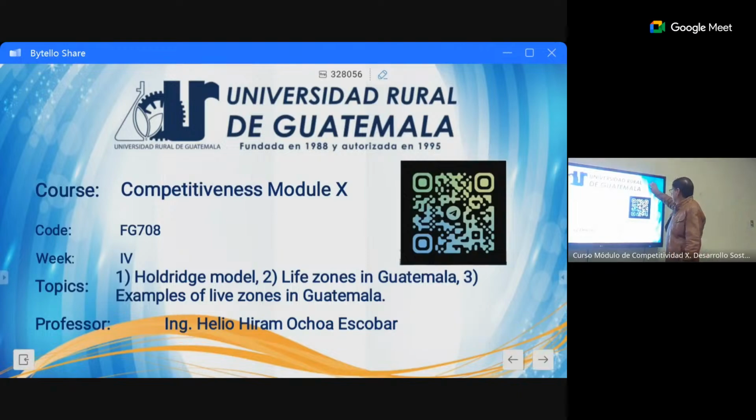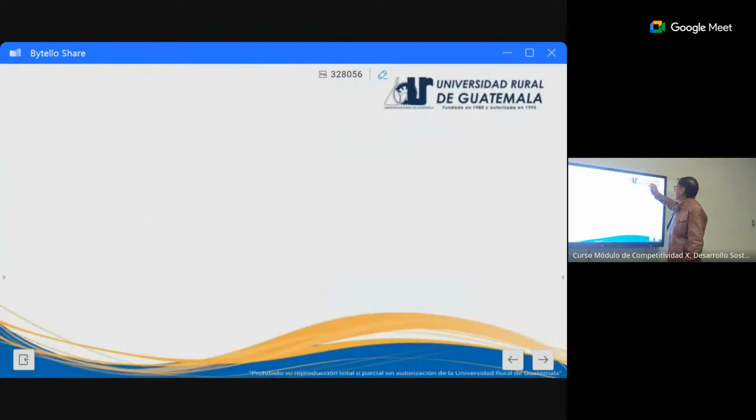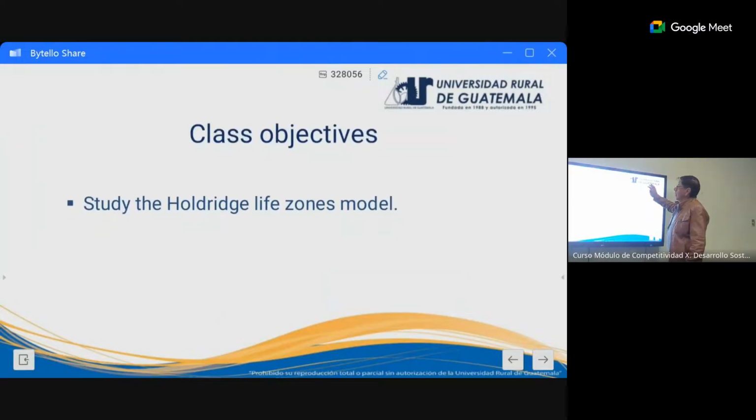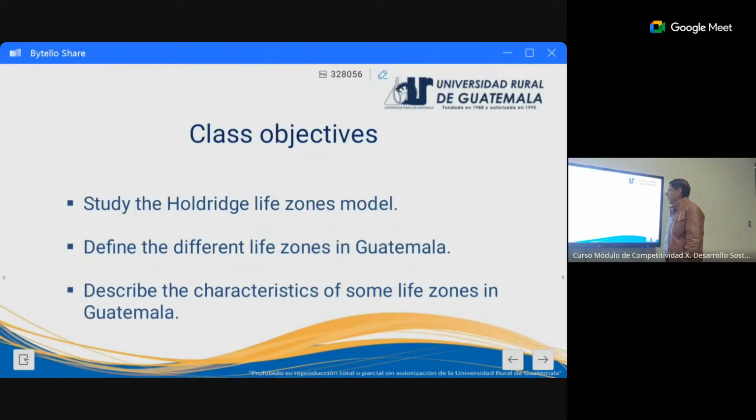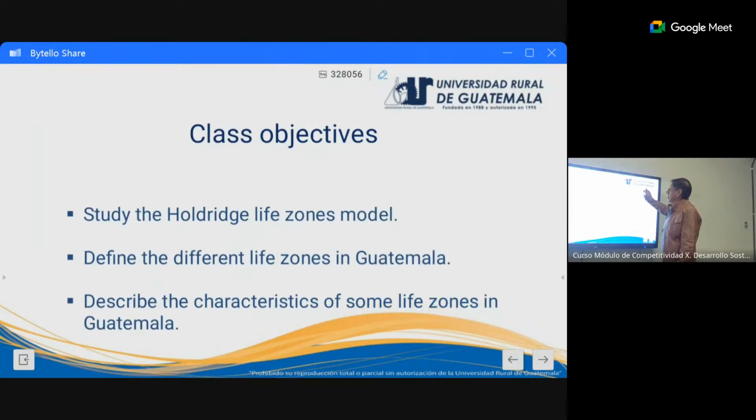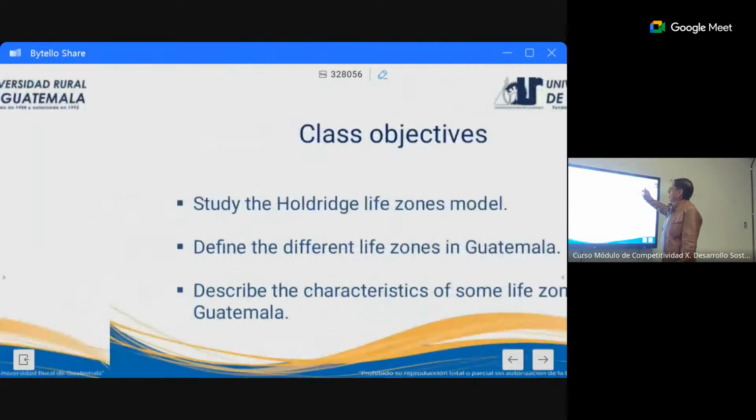Let's continue with our objectives for today. The first one, that is study the Coleridge life zones model. Then we're going to define the different life zones in Guatemala, and next we're going to describe the characteristics of some life zones in Guatemala. Let's go ahead.